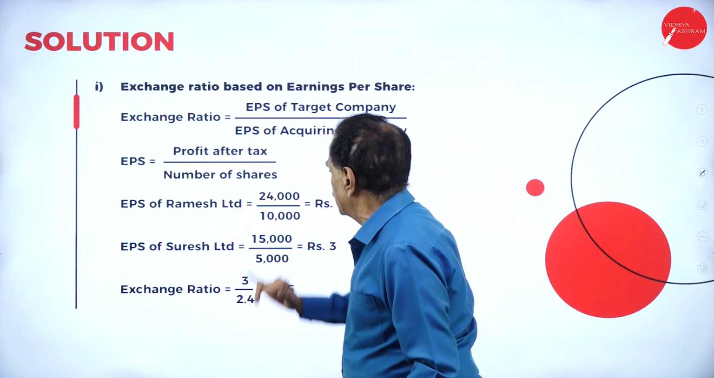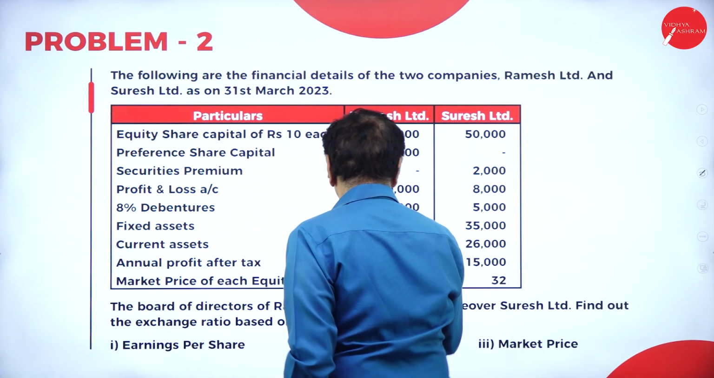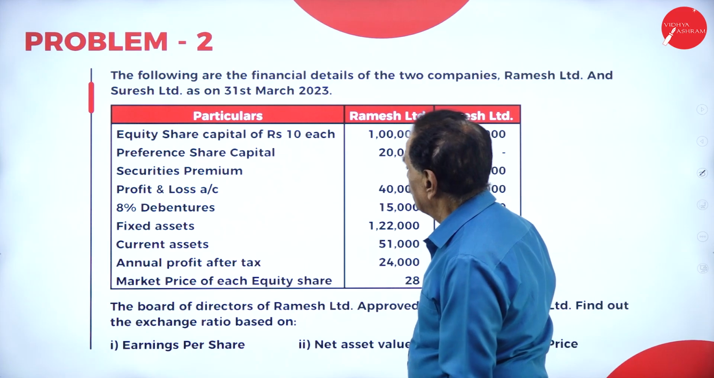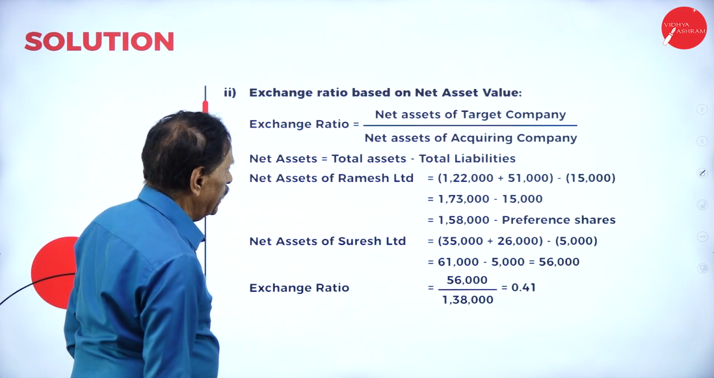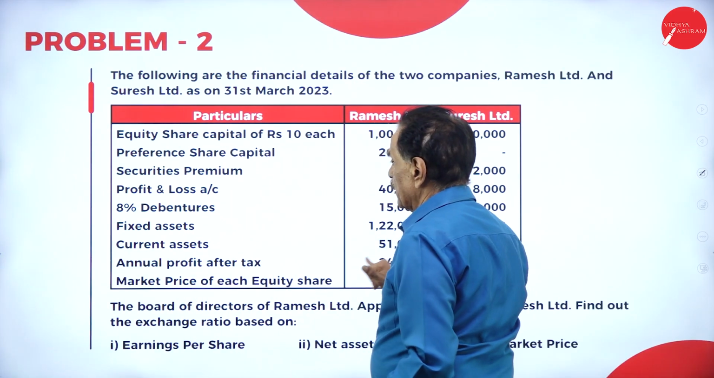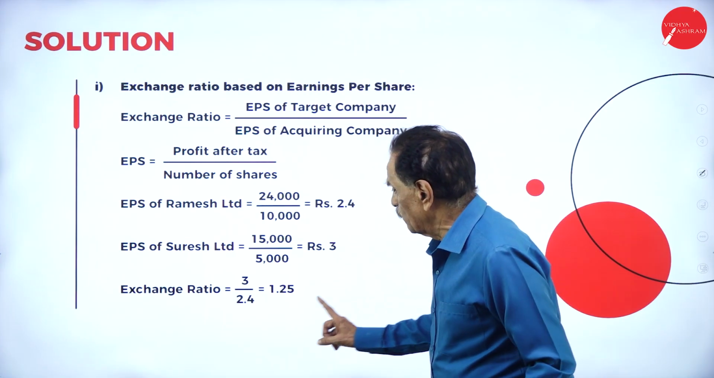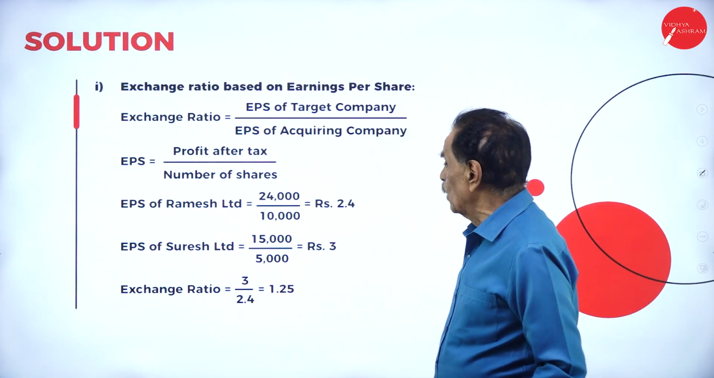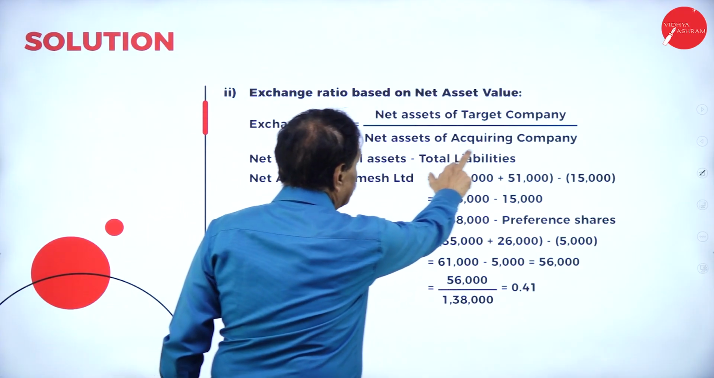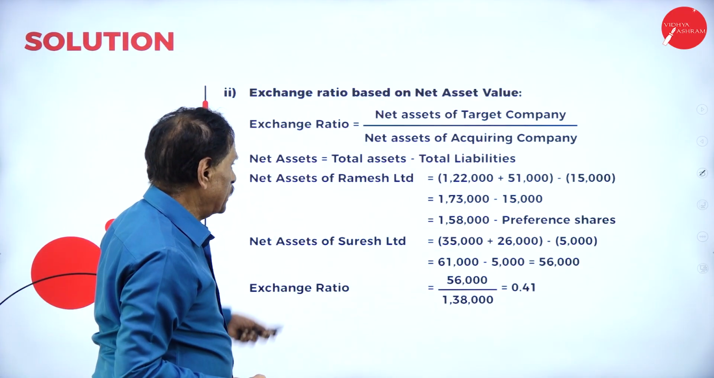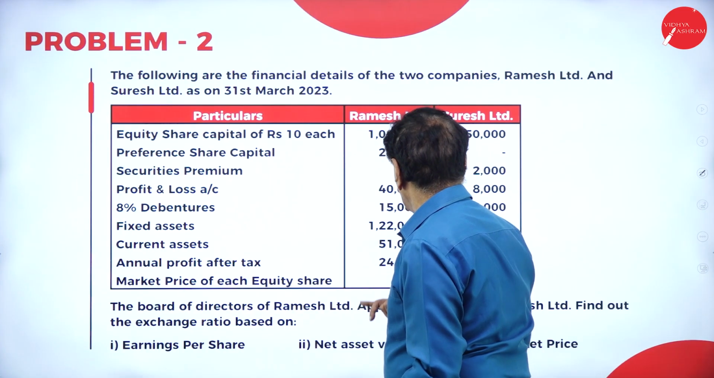So EPS is profit after tax divided by number of shares. EPS of Ramesh Limited: annual profit after tax 24,000 divided by 10,000 shares, so it is 2.4. Earning per share of Suresh Limited: annual profit 15,000 divided by 5,000, it is 3 rupees. The exchange ratio is 3 divided by 2.4, which is 1.25. Then exchange ratio on net asset is net asset of target company divided by net asset of acquiring company. Net asset is total asset minus total liability. Net asset of Ramesh Limited is 1,22,000 plus 51,000.